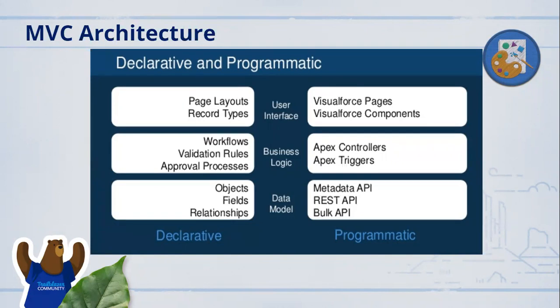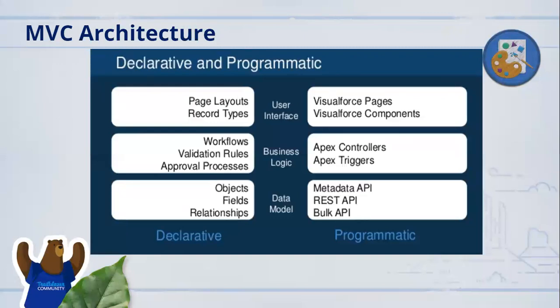And the next one is the objects, fields, and relationships, right? An object is basically like the table that you have seen in a database. Where in a database we have columns, here these are known as fields, and there are relationships between the objects. So these are the data models in Salesforce in the declarative approach.